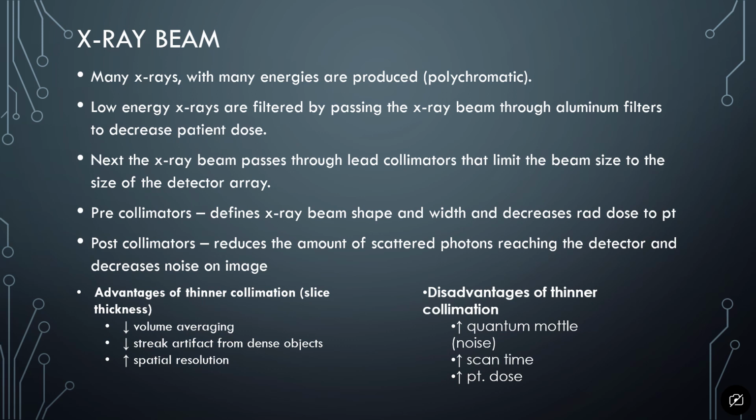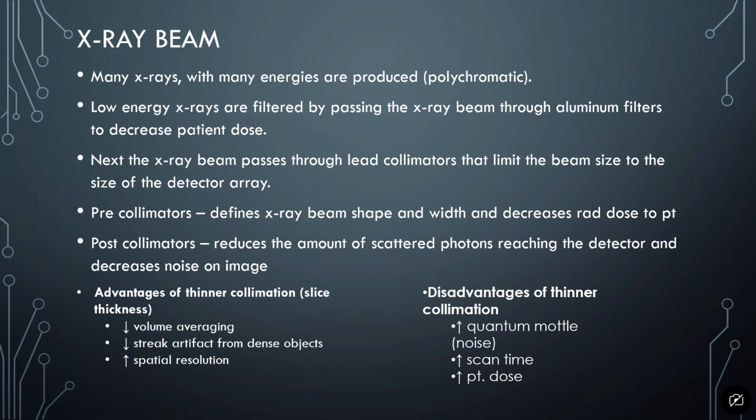Within the X-ray beam, there are a lot of different X-rays and a lot of different energies mixed in there. We call this polychromatic. Even though the characteristic X-rays are a set amount, there are a lot of different types of characteristic X-rays being produced with different energies. And then you also have the Bremsstrahlung mixed in there.